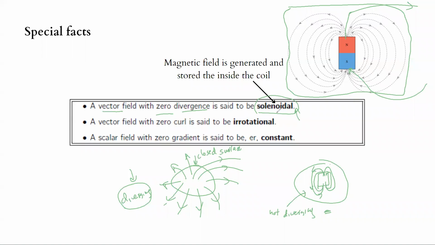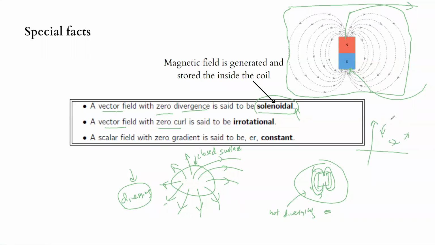And anyway, if there's a vector field that does not have divergence, we call that vector field solenoidal. That means the electric field lines are coming back to where they originated. And if there's a vector field with zero curl, that means that vector field does not have any curl operations happening in that field. Right?